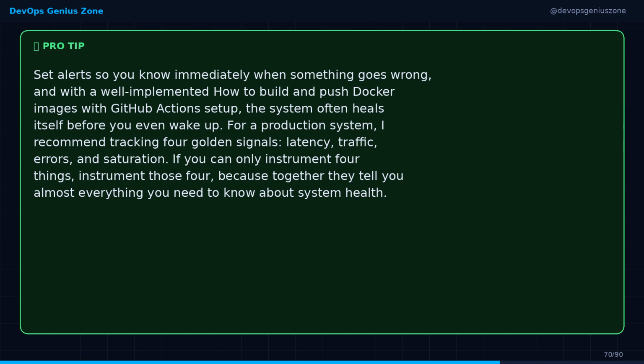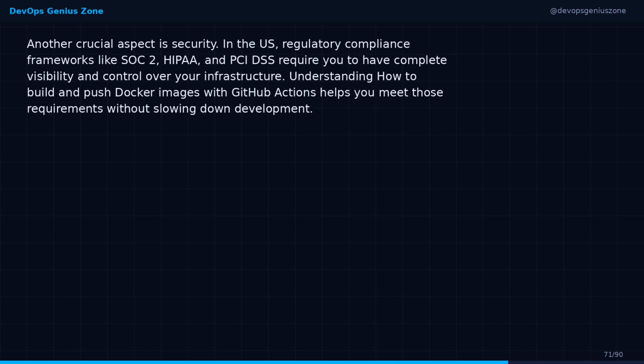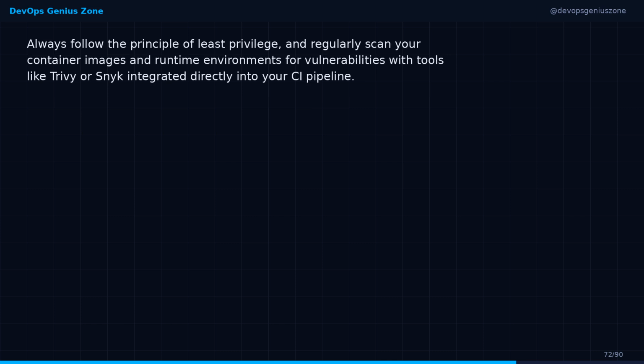In the US, regulatory compliance frameworks like SOC2, HIPAA, and PCI DSS require you to have complete visibility and control over your infrastructure. Understanding how to build and push Docker images with GitHub Actions helps you meet those requirements without slowing down development. Always follow the principle of least privilege, and regularly scan your container images and runtime environments for vulnerabilities with tools like Trivy or Snyk integrated directly into your CI pipeline.